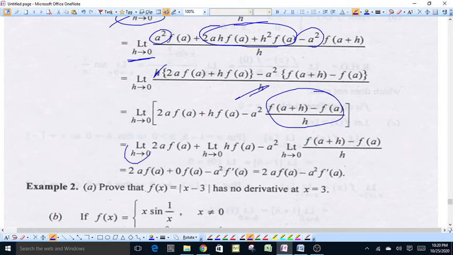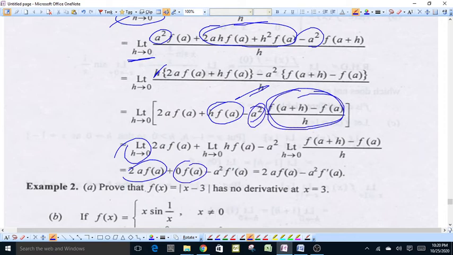Take the limit as h approaches 0: the limit of 2a f(a) will be equal to 2a f(a), the limit of h f(a) will be equal to 0 because h approaches 0, and the limit of [f(a + h) − f(a)] upon h will be equal to f'(a). So this limit will be equal to 2a f(a) − a² f'(a).